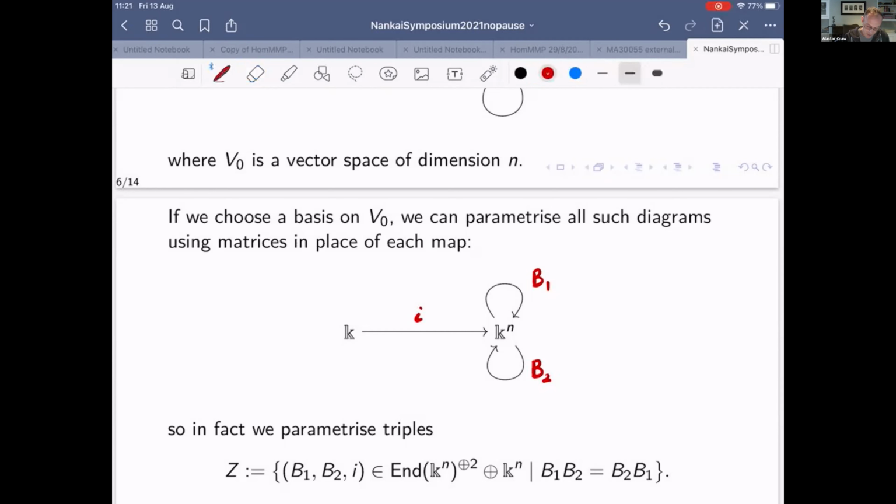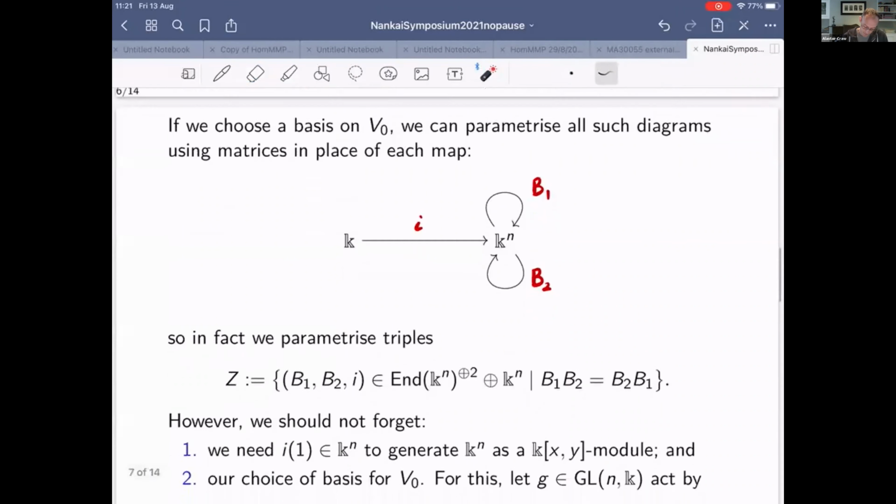So this is a vector space, and I'm cutting out a collection of equations in there. Right? B1 and B2 are both n by n matrices, so I've got n squared equations cutting something out in a vector space. So this is an affine variety, or an affine scheme. But I've not done everything yet.